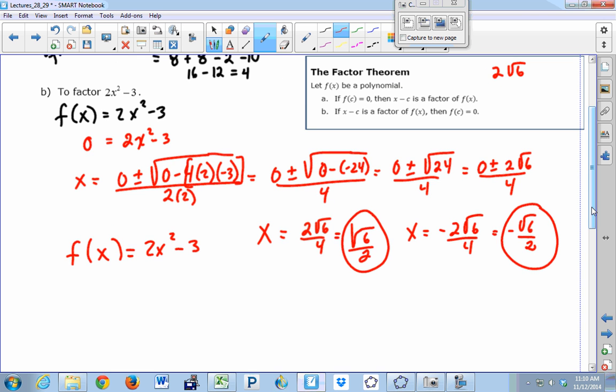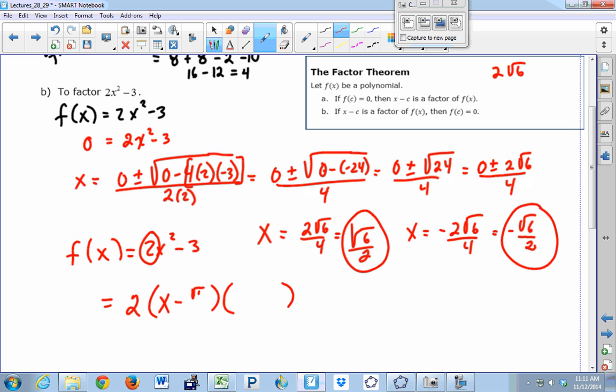What's my leading coefficient? 2, right? Do you need this, Sam? All right, so my leading coefficient here is 2, and that means it's going to be the same leading coefficient when I factor this. Because this is a quadratic, it's going to have 2 sets of parentheses to the first power. They're both going to be linear factors. This is what it would look like.